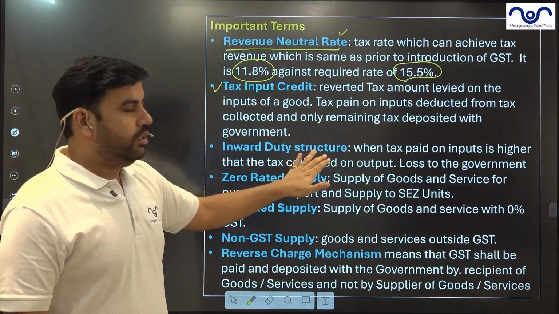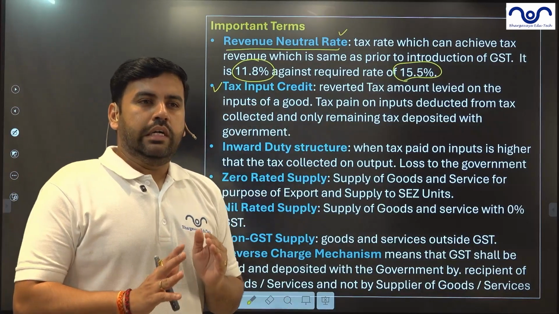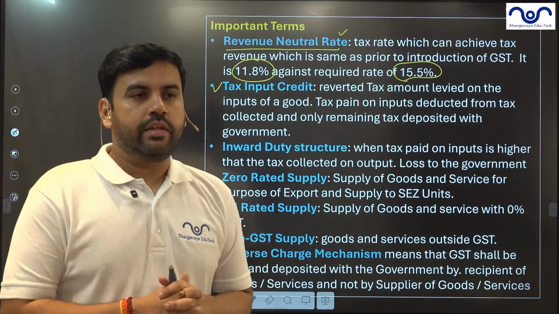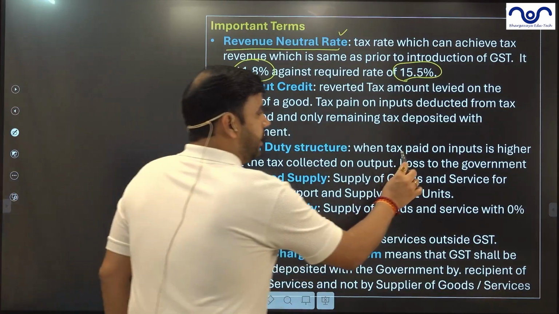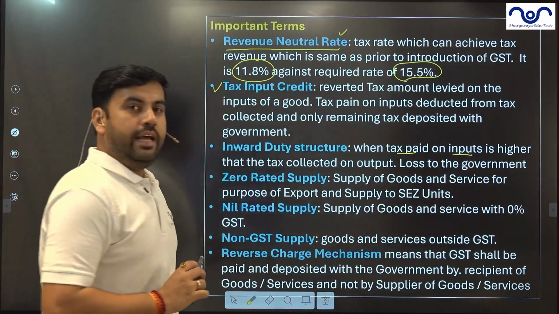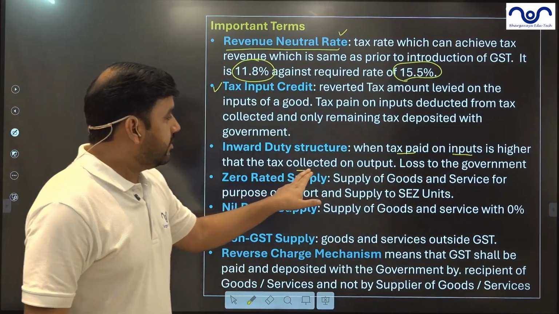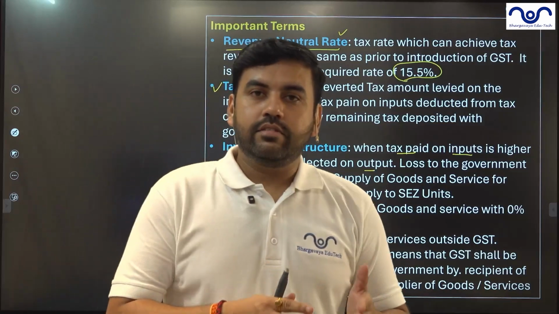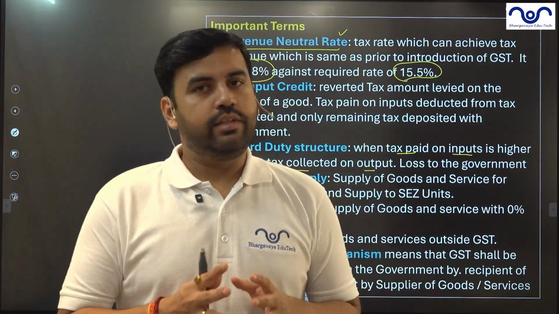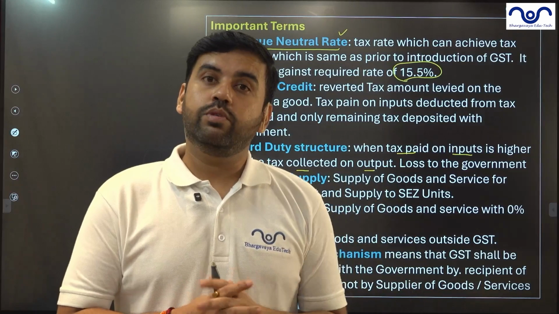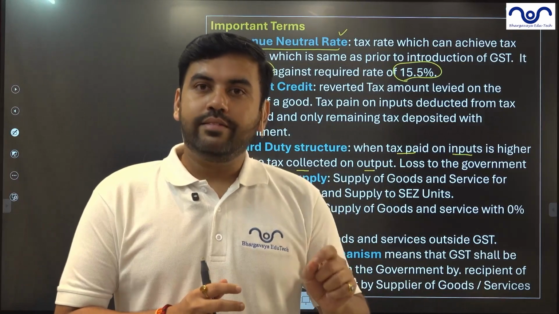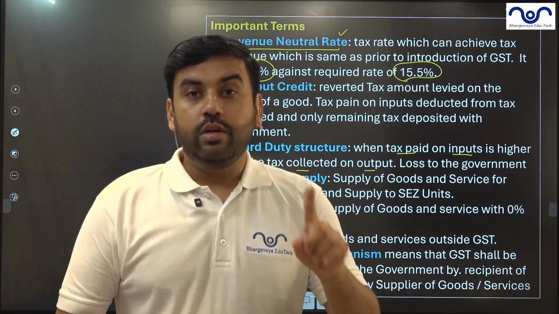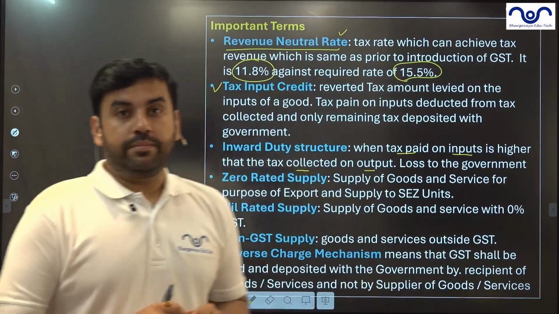Inverted duty structure is kind of a miscalculation, kind of a malpractice. It basically means that the tax paid on the input is higher than the tax collected on the output. Let's say on the input the tax was 18%, and on the output it was 12%. So the government is collecting 12%, but the government is reimbursing 18%. So it's a loss to the government, a 6% loss.